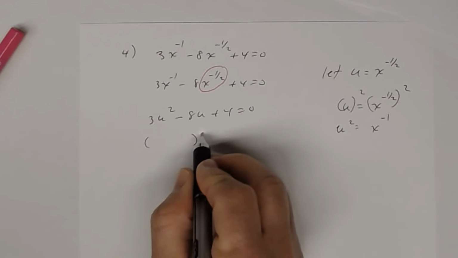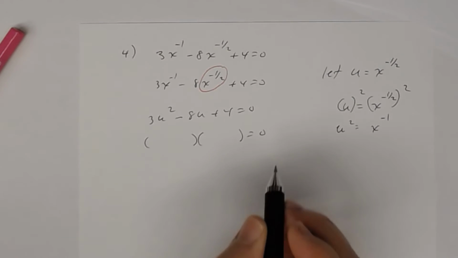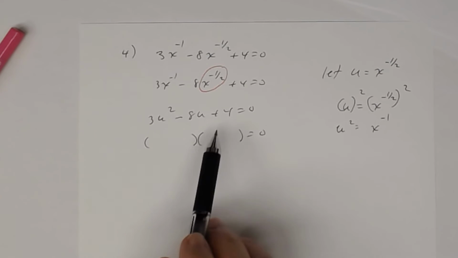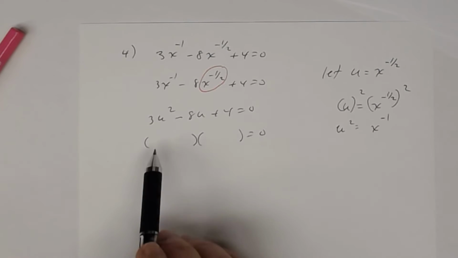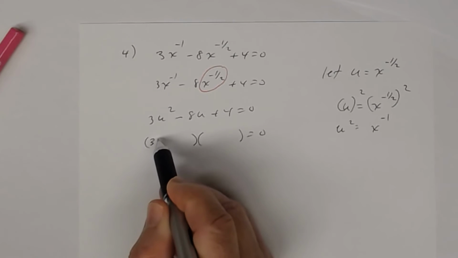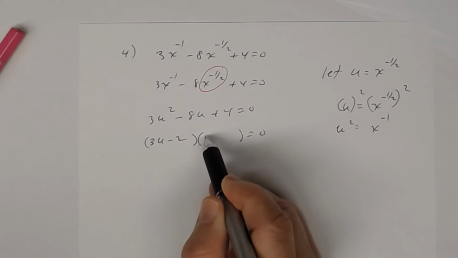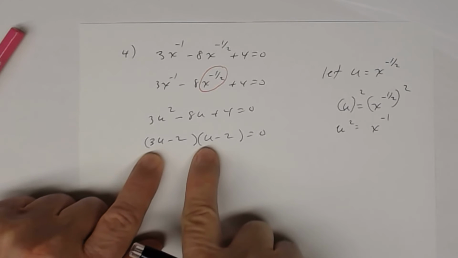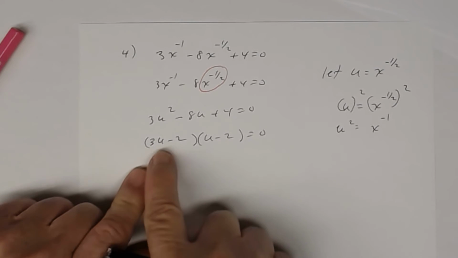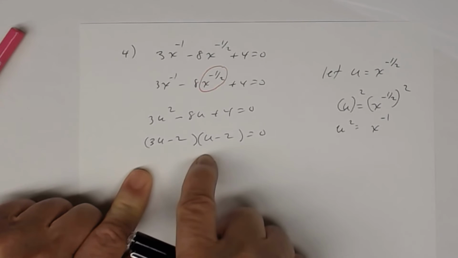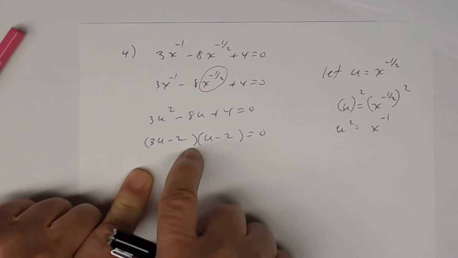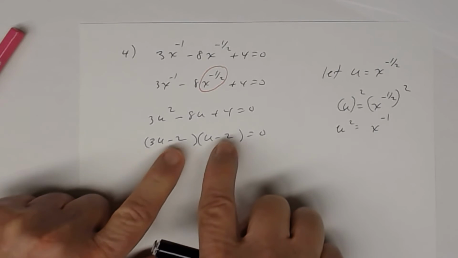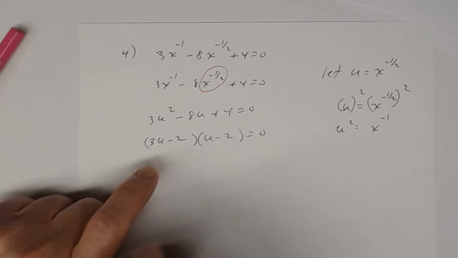So let's go ahead and factor. The examples we're going to use will be factorable. Of course, if you're having difficulty factoring, then use the quadratic formula. I get 3u minus 2 and u minus 2. Let's double check: 3u times u is 3u squared. The outer is negative 6u, the inner is negative 2u, and adding them up I get negative 8u. And negative 2 times negative 2 is a positive 4.